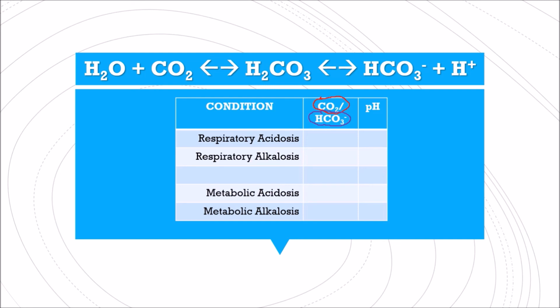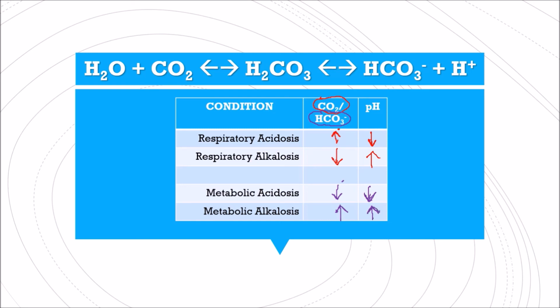So in respiratory acidosis, the carbon dioxide level is going to be up and the pH is going to be down. In respiratory alkalosis, the carbon dioxide level is going to be down and the pH is going to be up. In metabolic acidosis, the bicarb level is going to be down and the pH level is going to be down. In metabolic alkalosis, the bicarb level is going to be up and the pH is going to be up.